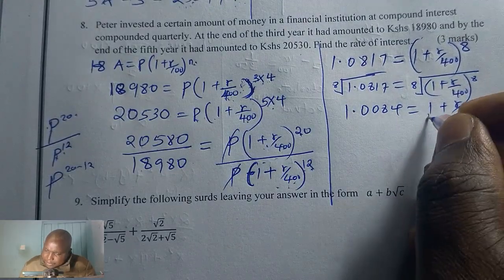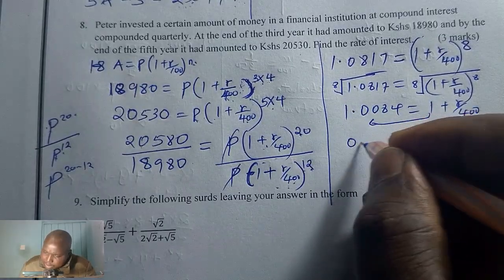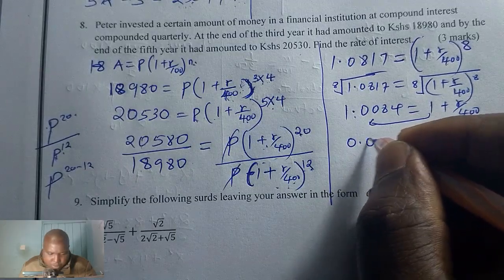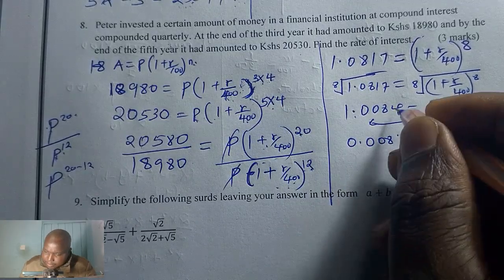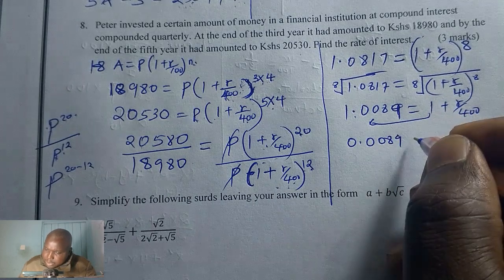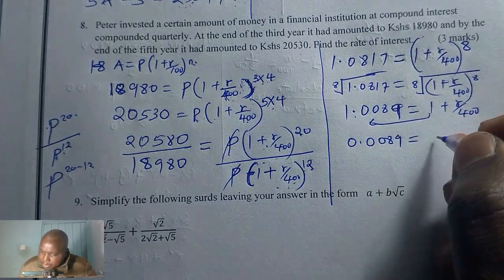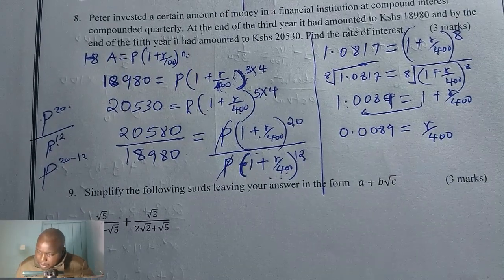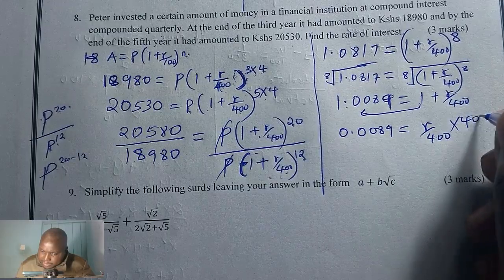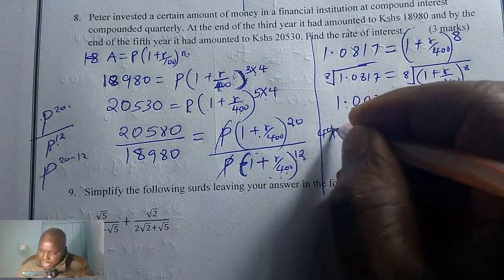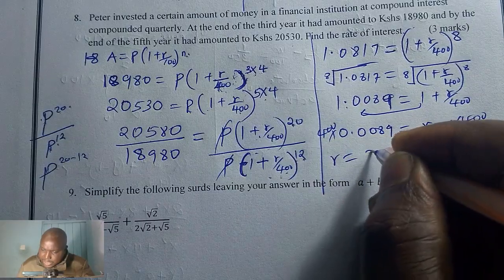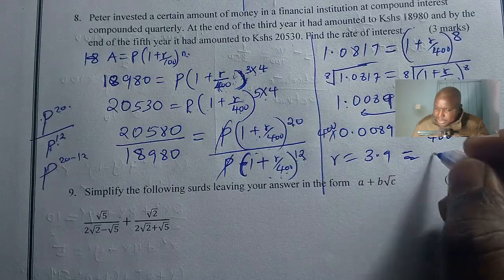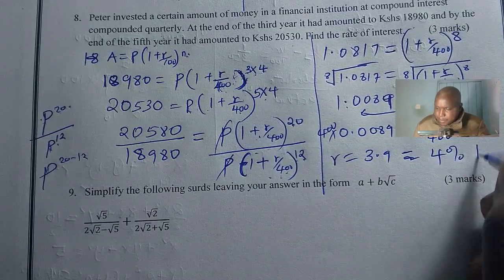Like terms together, we subtract, and it remains 0.08489 is equal to r over 400. You multiply 400 on both sides, so you get that r is equal to 3.9, which is approximately equal to 4% per annum.